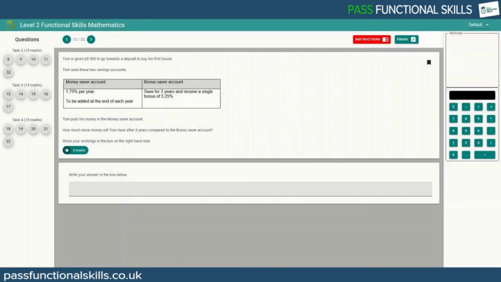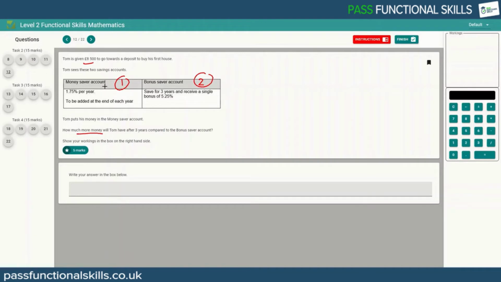Moving on to question 12 now. We're told that Tom is given £8,500 to go towards a deposit to buy his first house. And Tom is looking into two different savings accounts. The money saver account, we'll label that as 1, and the bonus saver account, we'll label that as 2. Tom decides to put his money into the money saver account, the first one here, and the question is asking how much more money will Tom receive after 3 years compared to the bonus saver account.